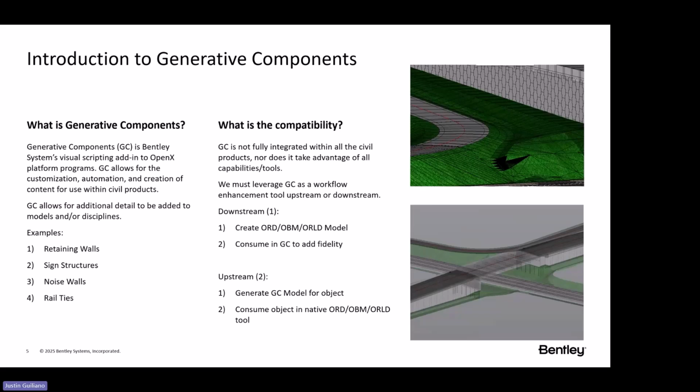It does have a lot more integration within Open Buildings. There's a lot more capabilities with it. I haven't really explored all of them, but I just know it's more integrated with that. But just because it's not fully integrated doesn't mean we can't use it for building content. So some examples that we commonly see within the civil environment are more detailed retaining walls, sign structures, noise walls, rail ties, anything that can enhance some of the current modeling features within your OpenX platforms.